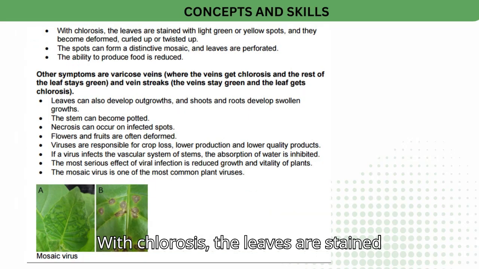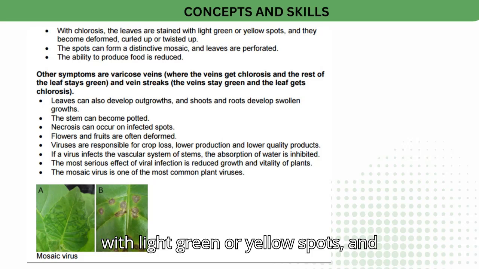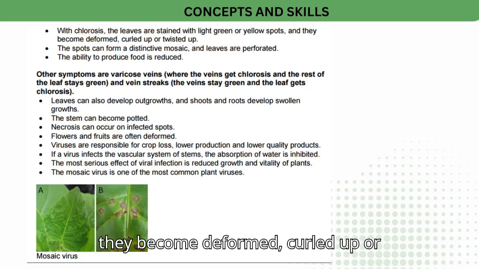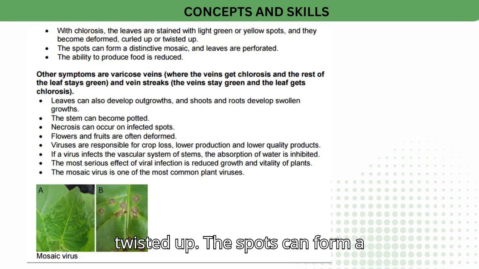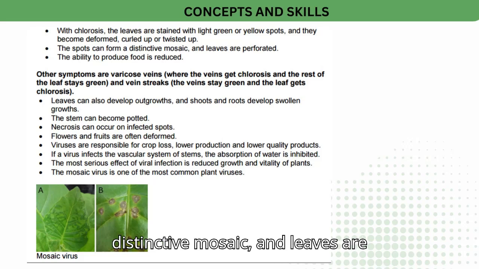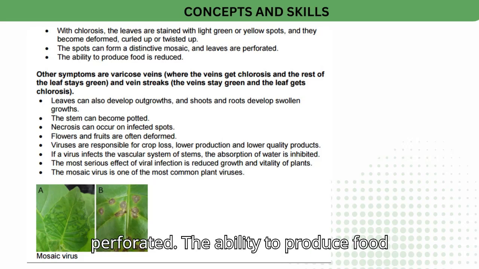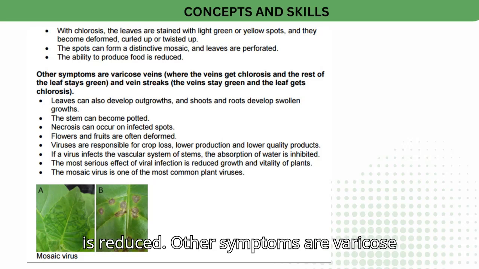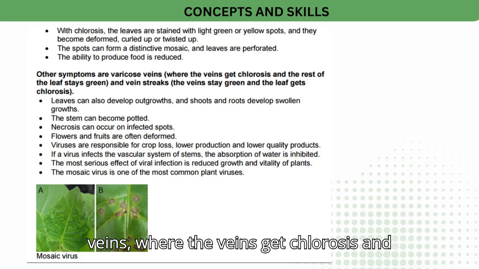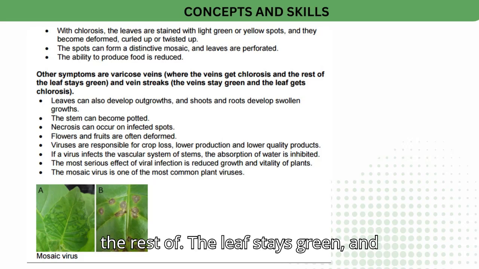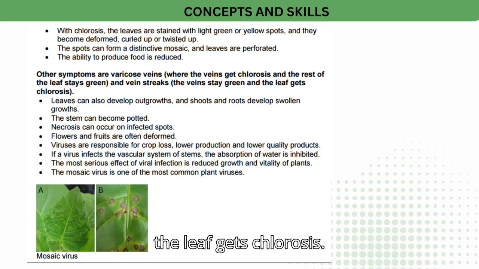With sclerosis, the leaves are stained with light green or yellow spots, and they become deformed, curled up or twisted up. The spots can form a distinctive mosaic, and leaves are perforated. The ability to produce food is reduced. Other symptoms are varicose veins, where the veins get sclerosis and the rest of the leaf stays green, and vein streaks, where the veins stay green and the leaf gets sclerosis.